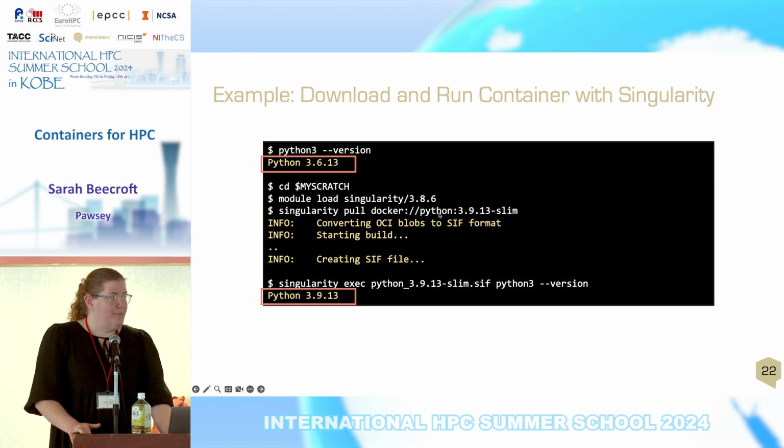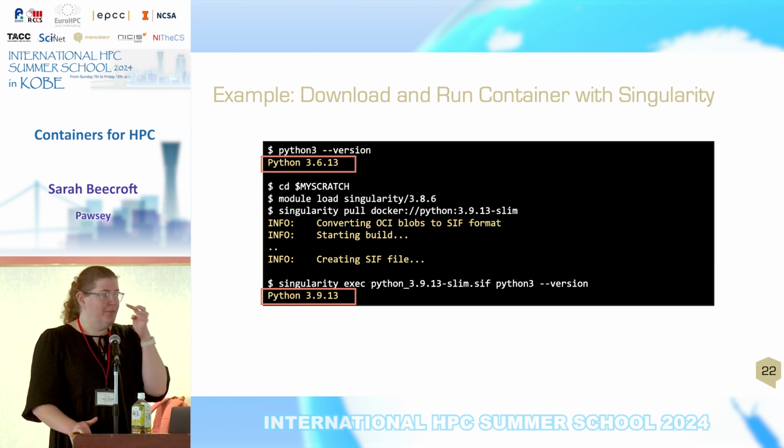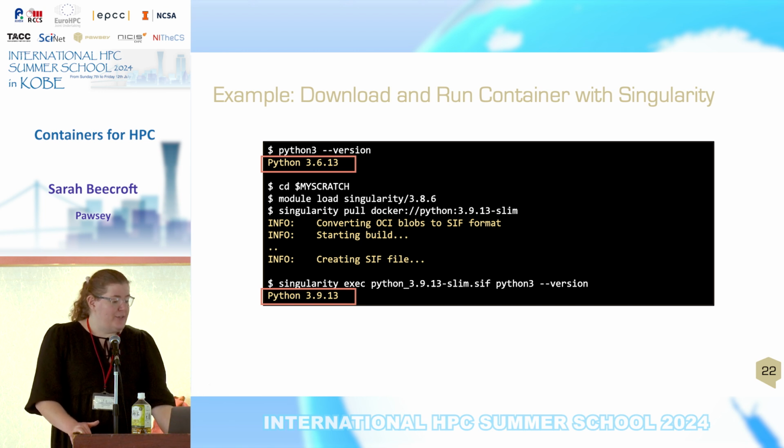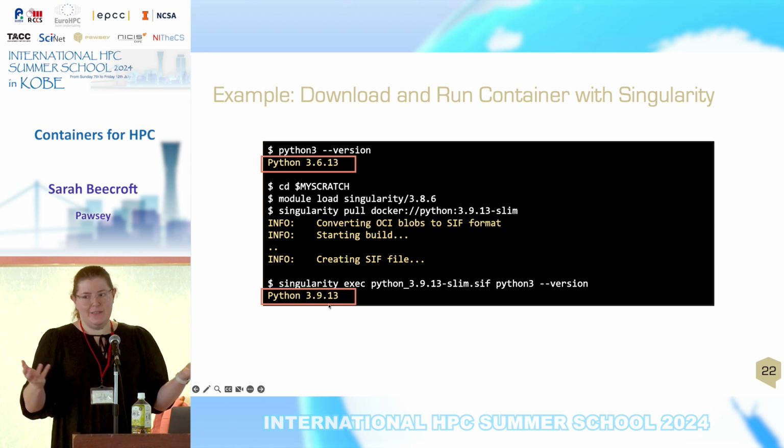It's Python 3.9, and so it'll tell me that it's downloading and converting to SIF format, starting the build, creating the SIF file. It usually takes anywhere from a few seconds to a few minutes, depending on the size of the container file or the SIF file. And then if I do this execute command, singularity exec, the name of the container, python3 --version, it's a different version to what's on the host. So I'm now able to use this different Python version.